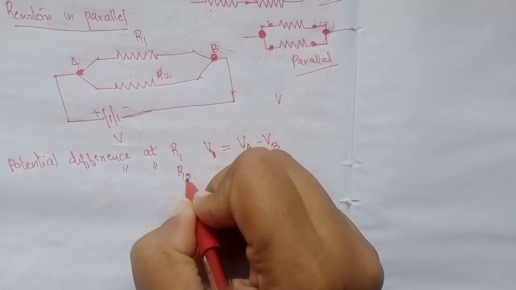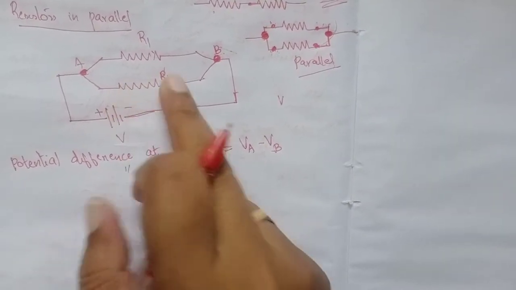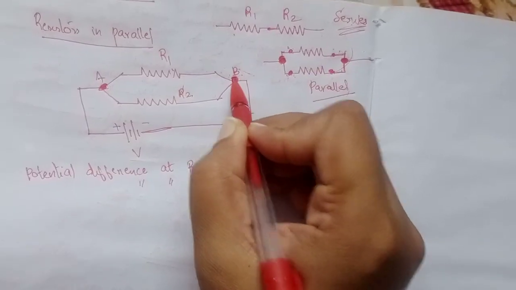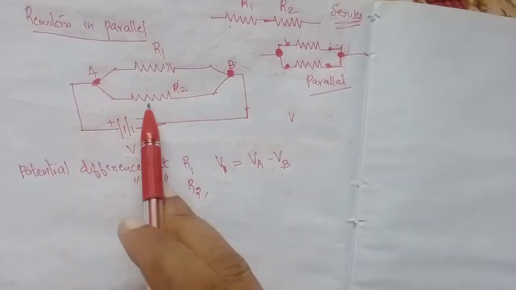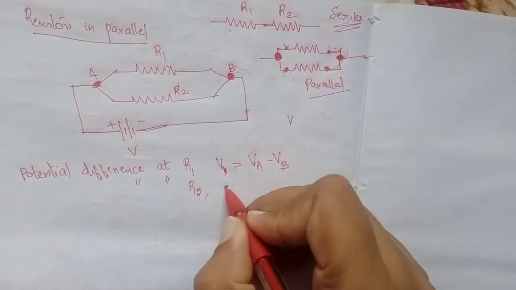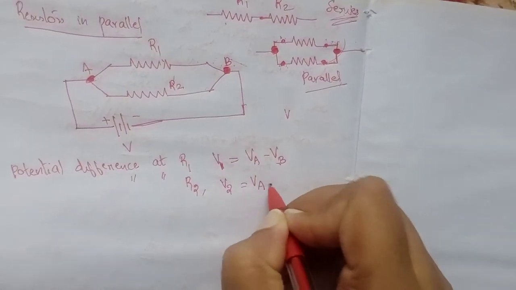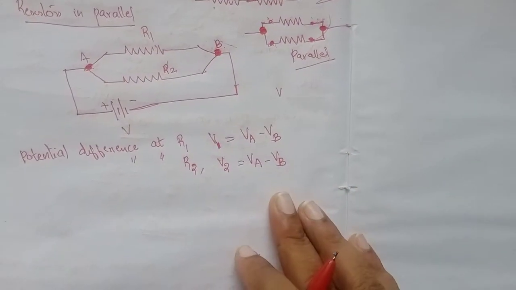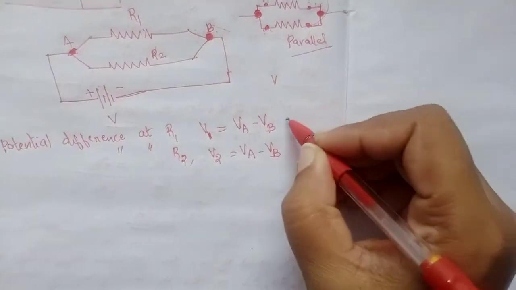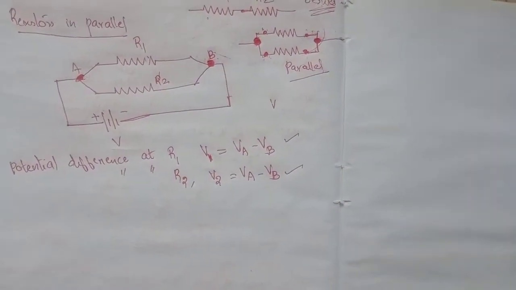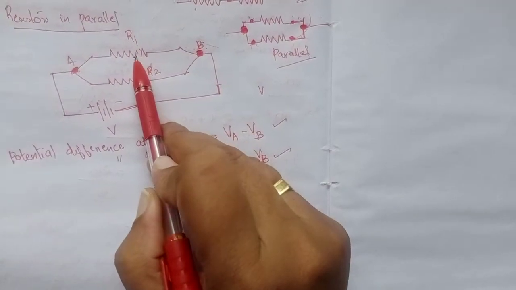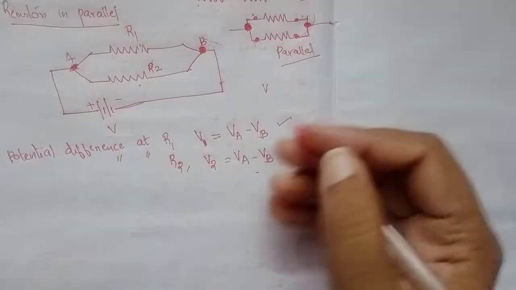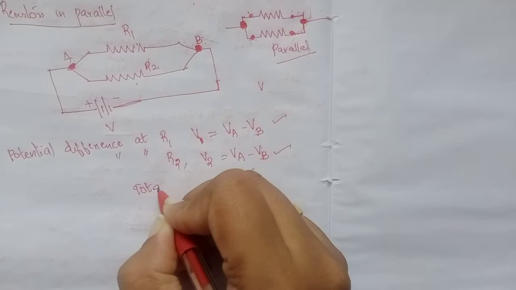Similarly, if we find the potential difference across R2, we can see that R2 is also connected between the same points A and B. So we can write V2 is also equal to VA minus VB. So we can say that both V1 and V2, that means the potential across R1 and the potential across R2, are the same.